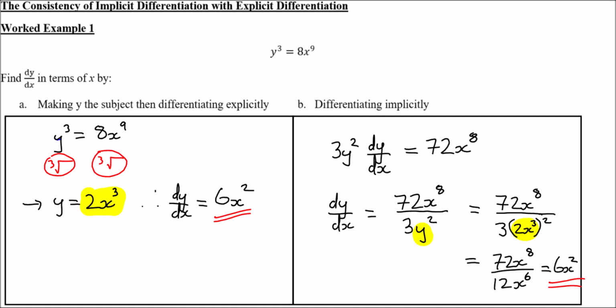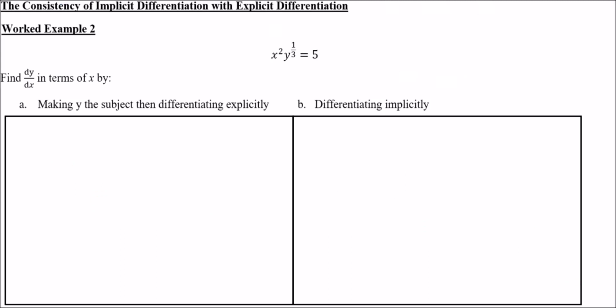Let's do a slightly more complicated example. Worked example 2. This time we've got x squared y to the power 1/3 equals 5. In the same way, we're going to find dy by dx by first of all making y the subject, then differentiating explicitly, and part B, we're going to differentiate implicitly and show that it works. So part A, let's start with x squared y to the power 1/3 equals 5.